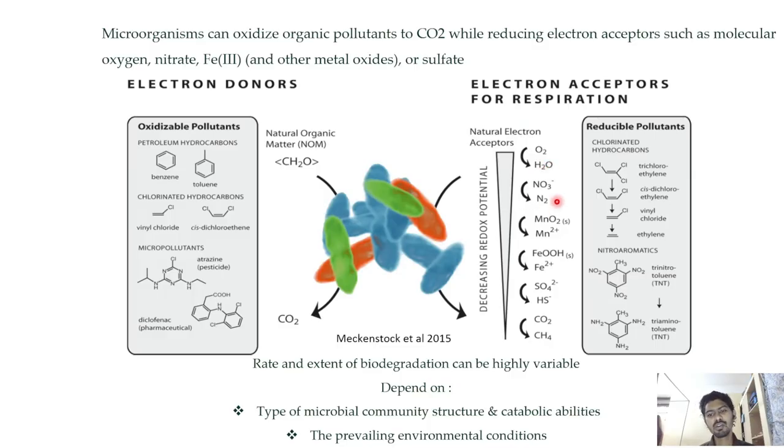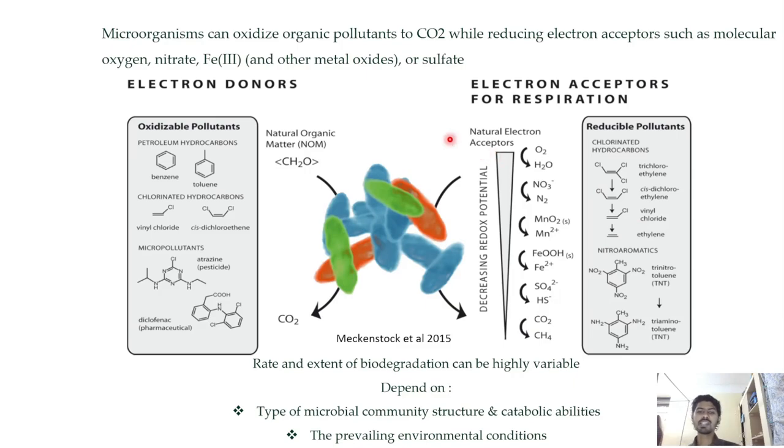Whereas in the case of anaerobic respiration, in a nitrate-containing environment, nitrate will be converted into nitrogen. If it is MnO2, it will be reduced to Mn2+, etc. So this is the hierarchy of decreasing redox potential, and these concepts we have already discussed elaborately in the previous weeks. You can go through that.